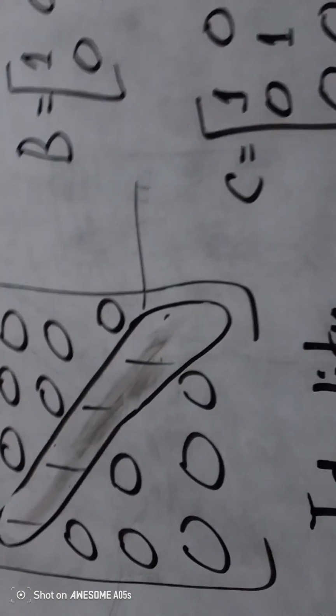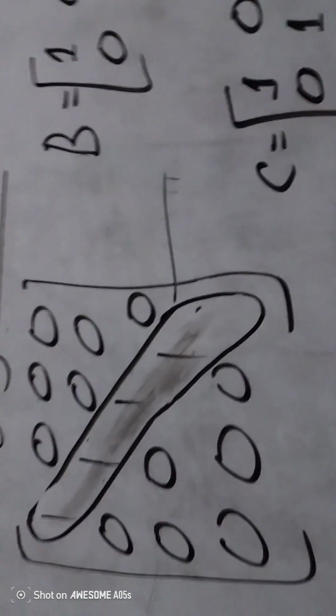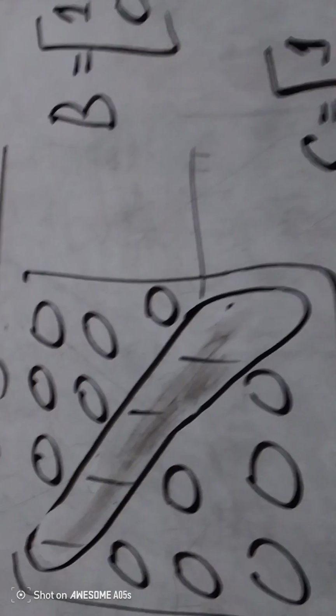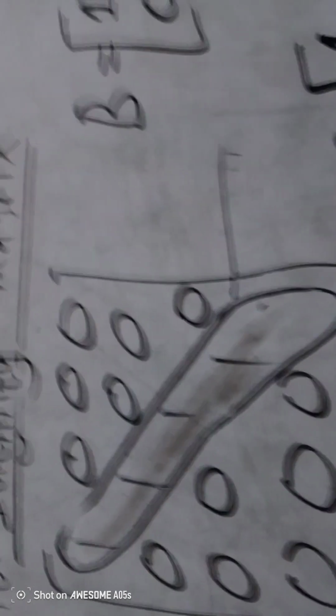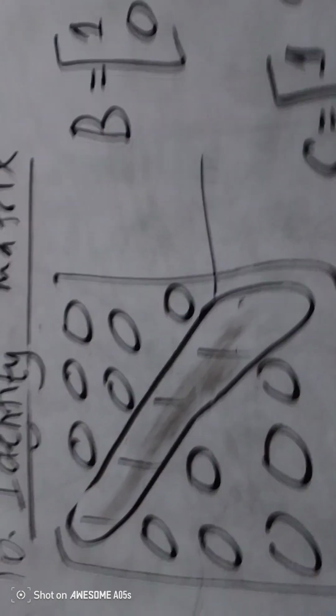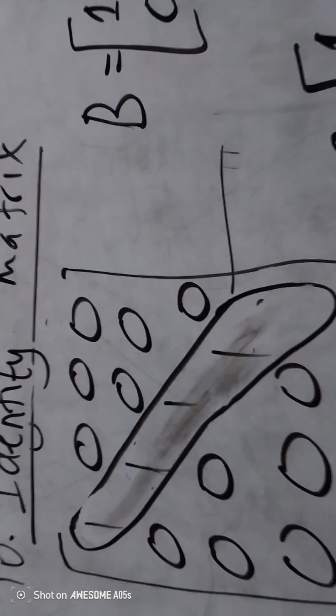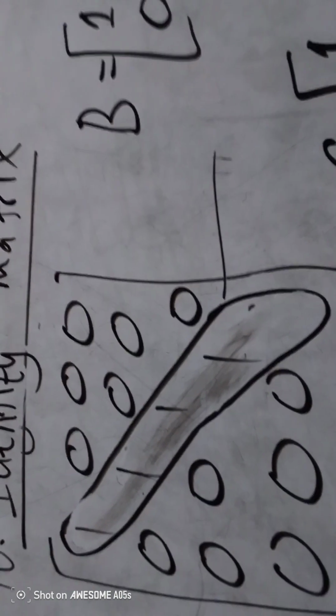Okay, we have come to the end of the introduction to the types of matrices. Remember, we have got 10 types of matrices in this video, but there are various other types of matrices which we have not looked at. I just wanted to give an introductory part to the matrices.